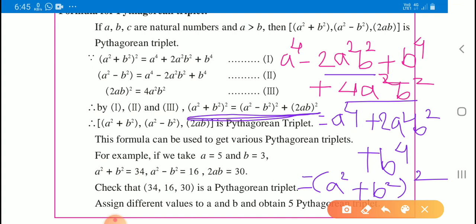So we have proved this Pythagorean triplet formula. This formula can be used to get various Pythagorean triplets. You can take values here and find the Pythagorean triplet. They said here, check whether 34, 16 and 30 is a Pythagorean triplet or not. You have to use this method and see whether it is a Pythagorean triplet or not.